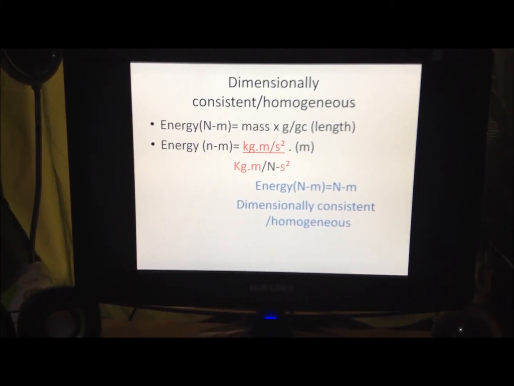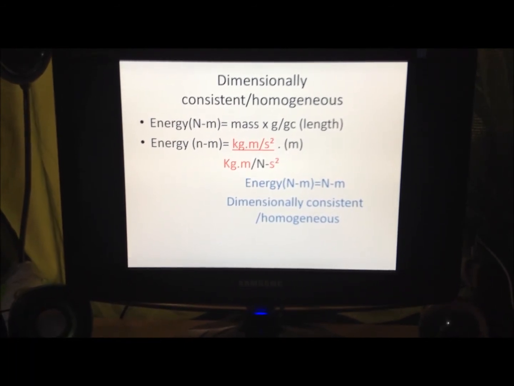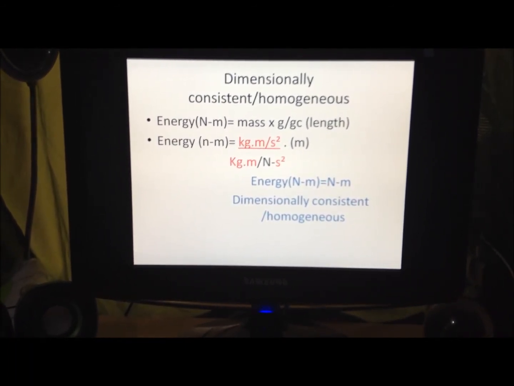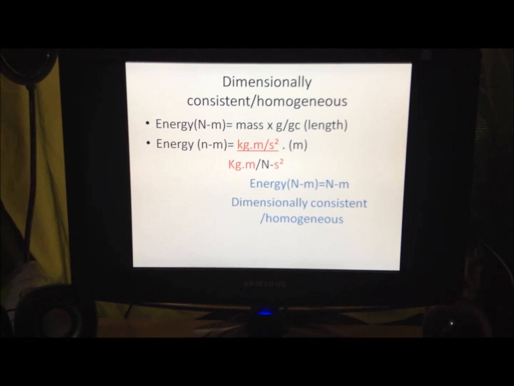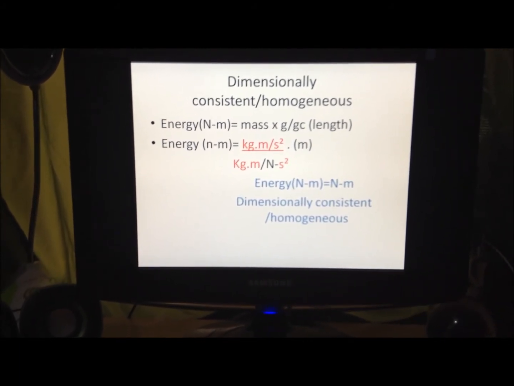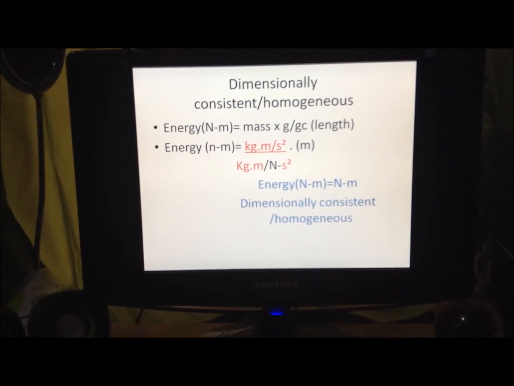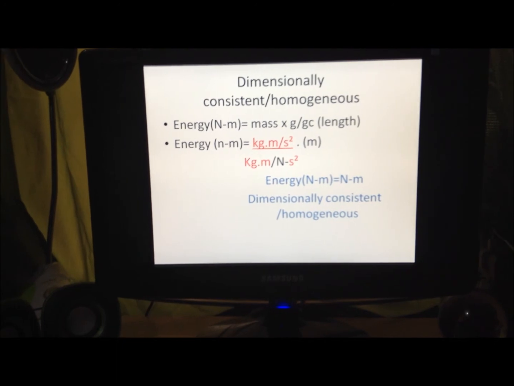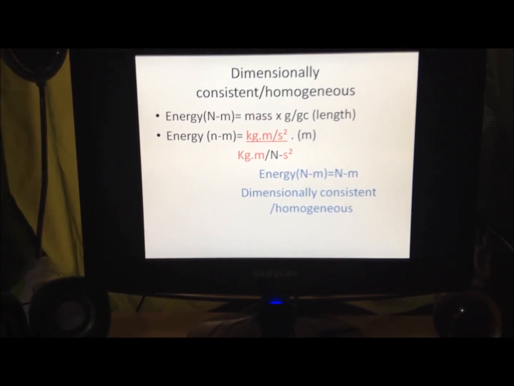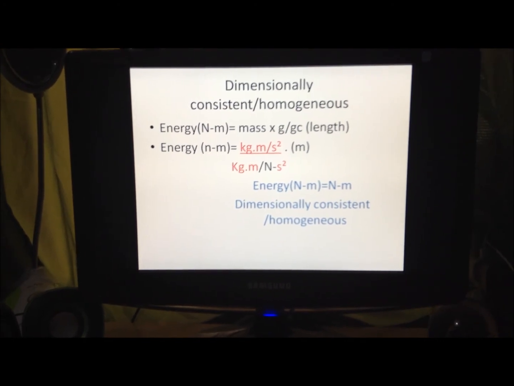So when we have to make it dimensionally consistent or homogeneous, we have to divide it by G sub c. Then we have kilogram meter per second squared divided by kilogram meter per Newton second squared, which will be equal to Newton meter, and then will also be equal to Newton meter, which is dimensionally consistent. And there you have it, a dimensionally homogeneous equation. Good luck to everyone.